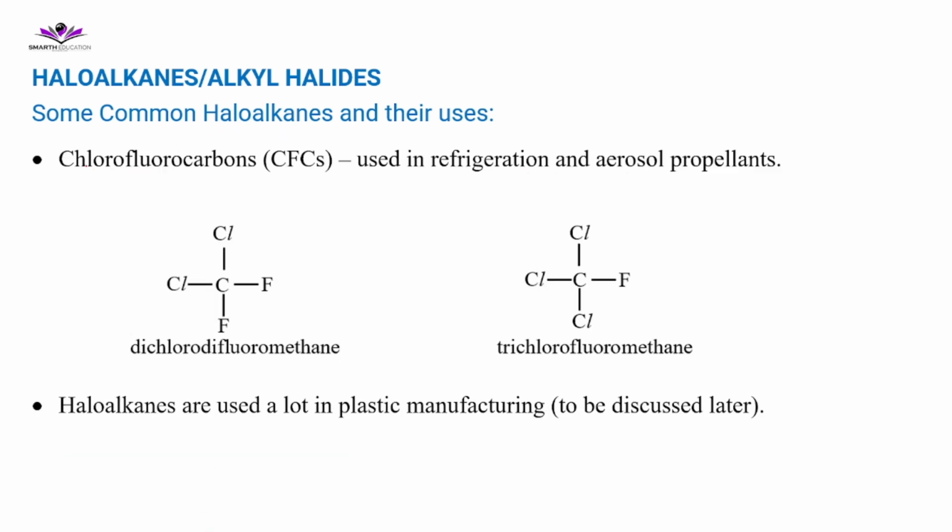And then we have chlorofluorocarbons. These were used a lot for refrigeration and aerosol propellants in perfumes and also maybe pesticides where chemicals are being sprayed. But now these chlorofluorocarbons are a problem because they cause ozone depletion. So their use has been discontinued. Haloalkanes are used a lot in plastic manufacturing. We're going to discuss this a lot when we learn about polymerization.